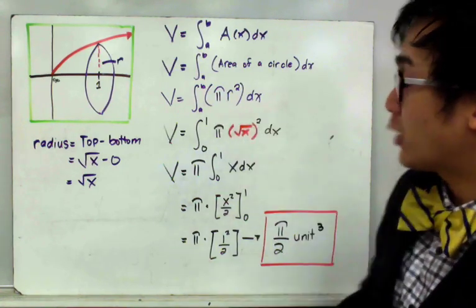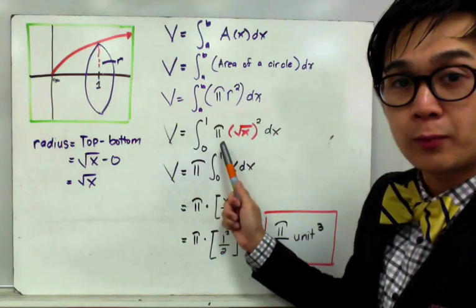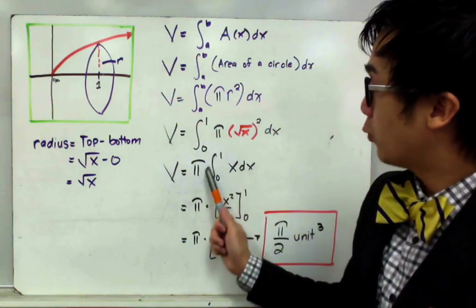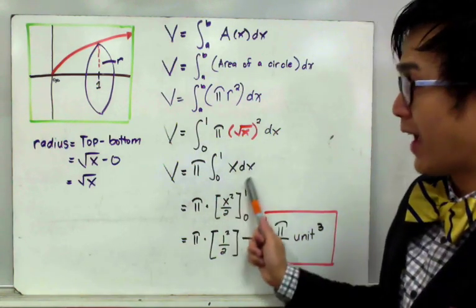And by evaluating your function, we know that pi is a constant, so using the property of integration, we can pull it out from the integral function and concentrate on the integral of x dx.